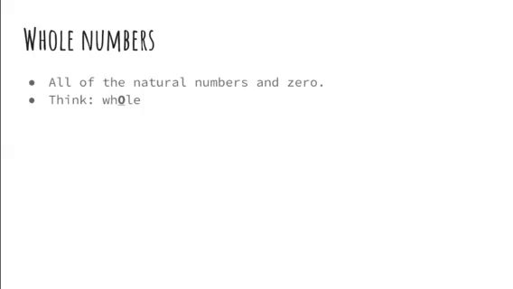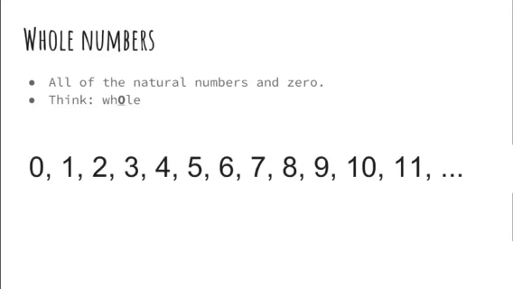The next number set are all of the natural numbers and 0. When I think of whole numbers, I think of that 0 or that O right in the middle of whole. That tells me it's 0, and then all those natural numbers. So the only difference between whole numbers and natural numbers is this 0.